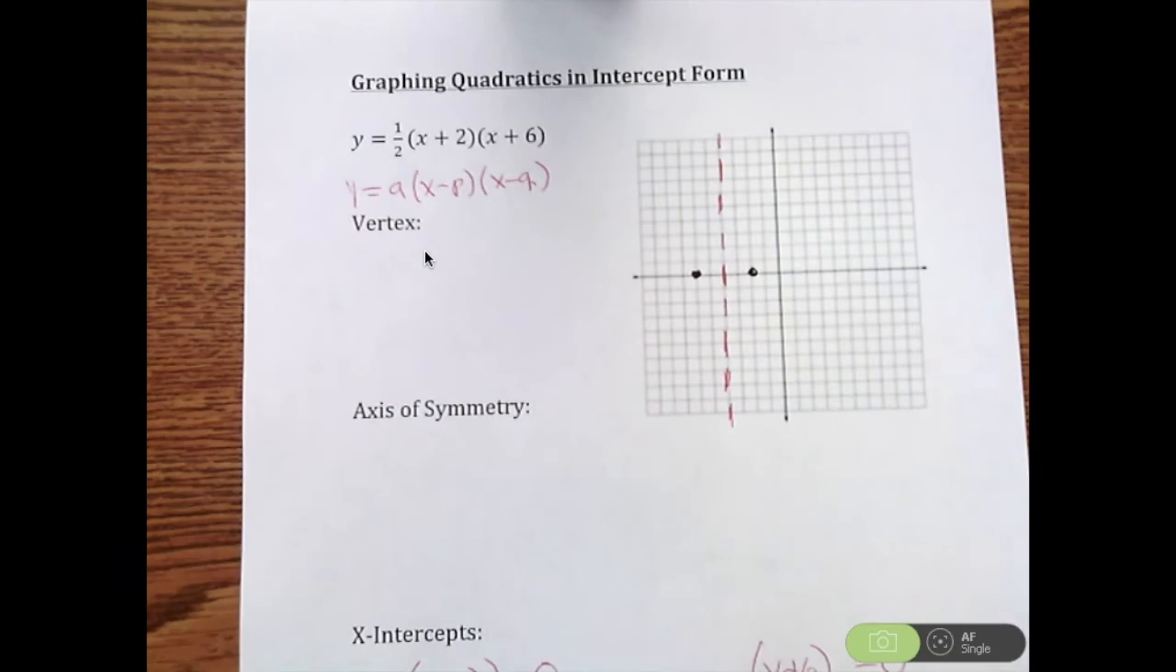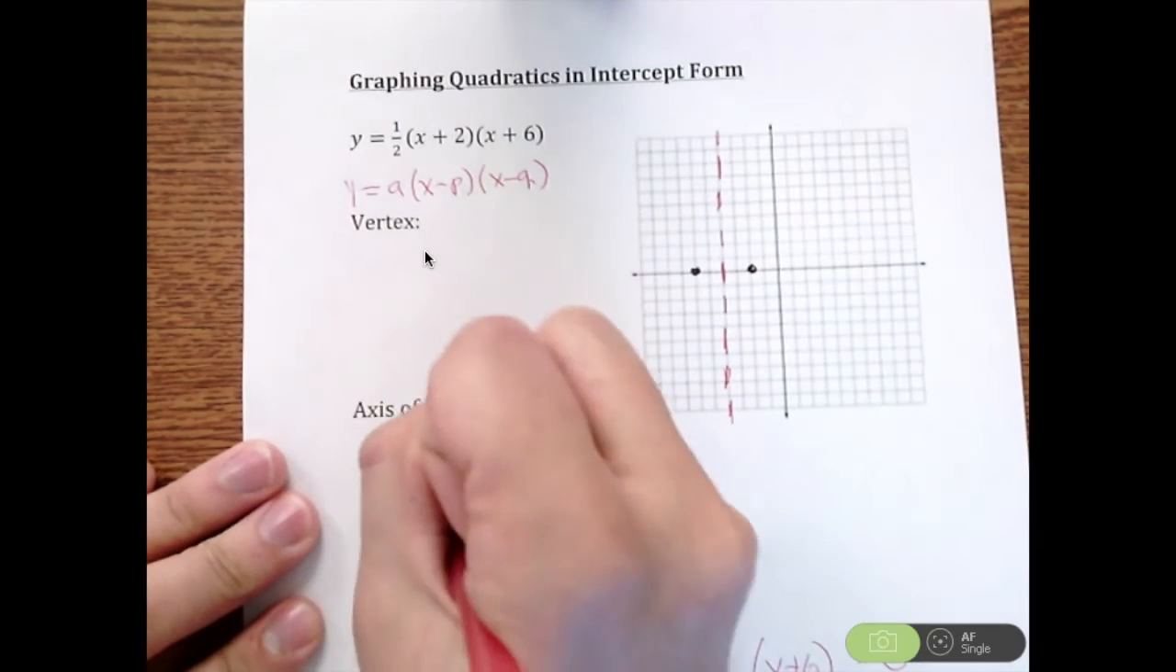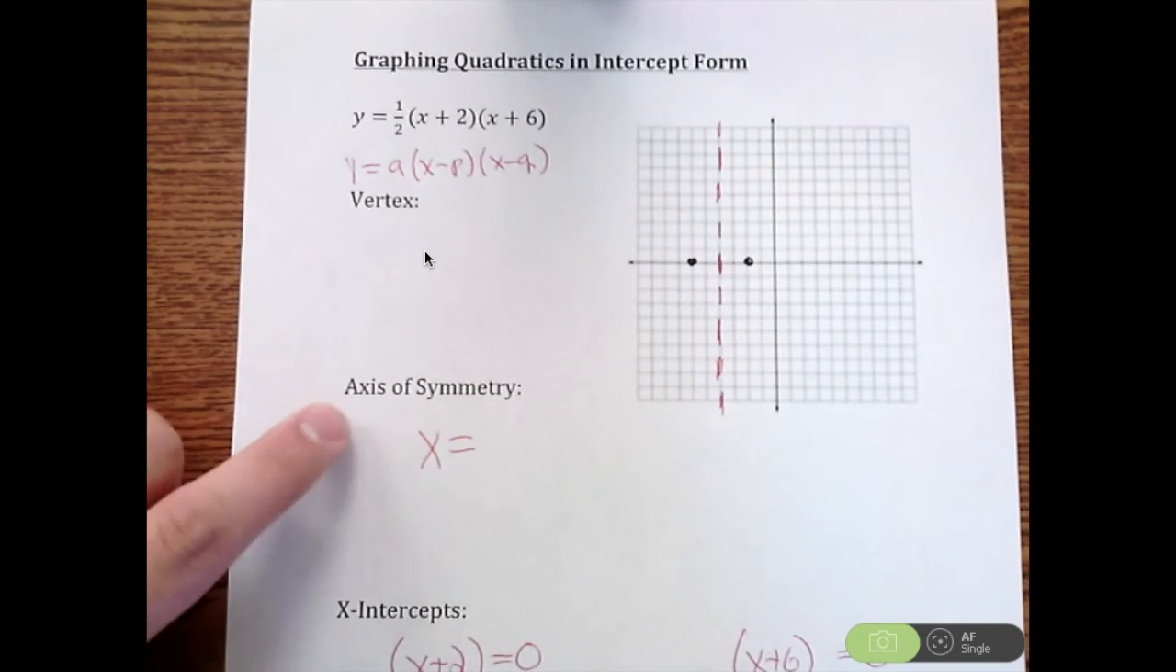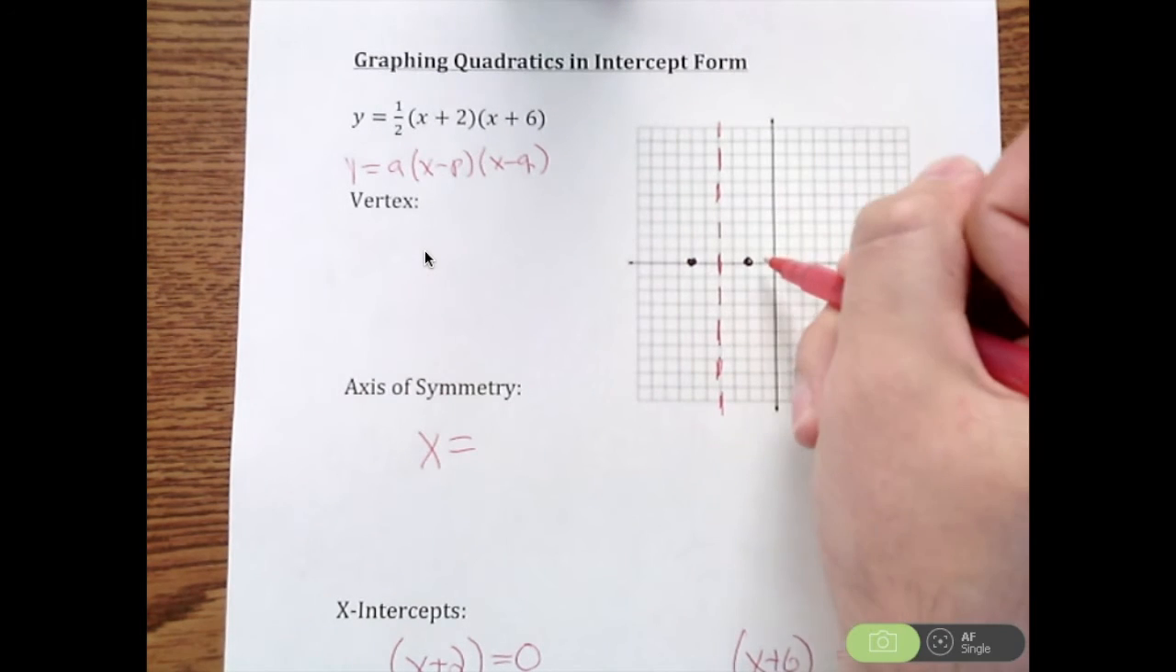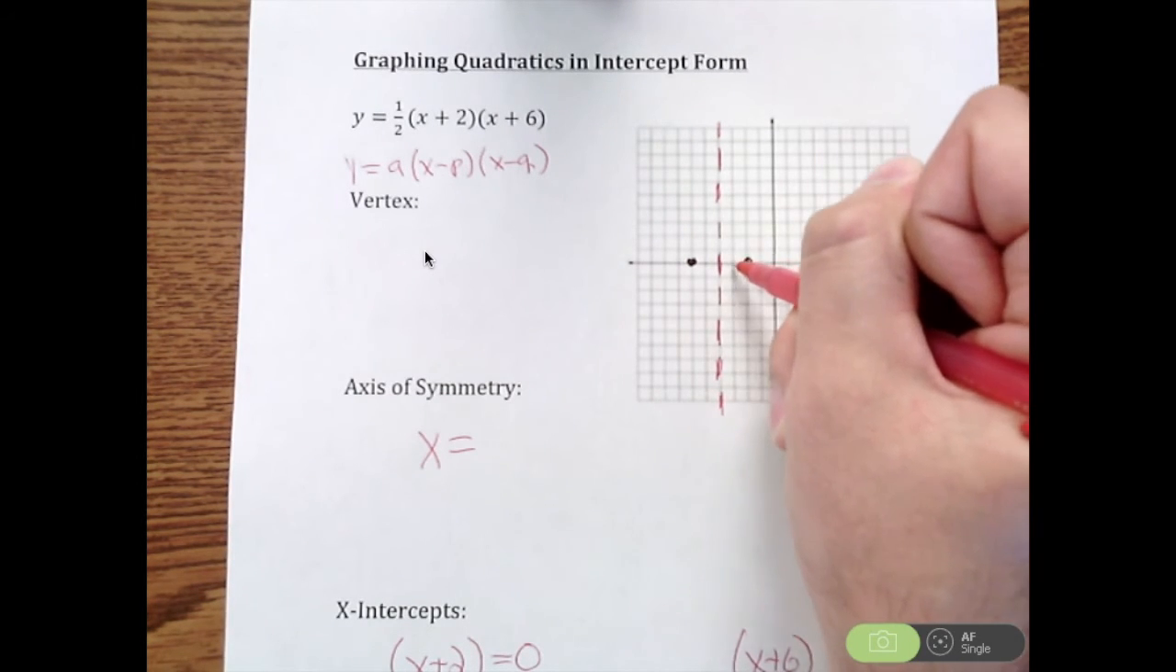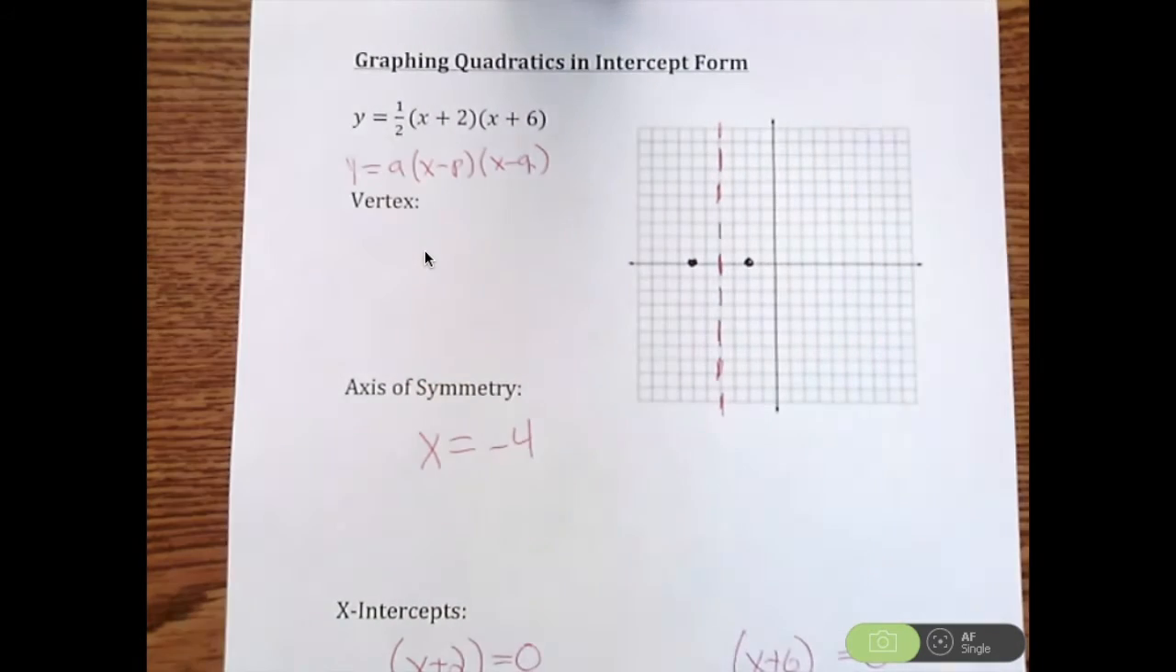So now all I need to do is come up with the equation of that line. I know it's going to be x equals, because axis of symmetry is always x equals. Now I just need to find this value, and that's at negative 1, negative 2, negative 3, negative 4. So my axis of symmetry is at x equals negative 4.